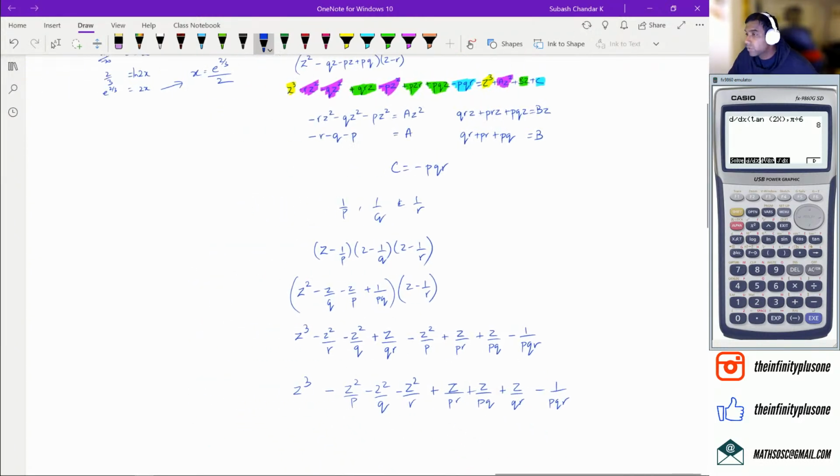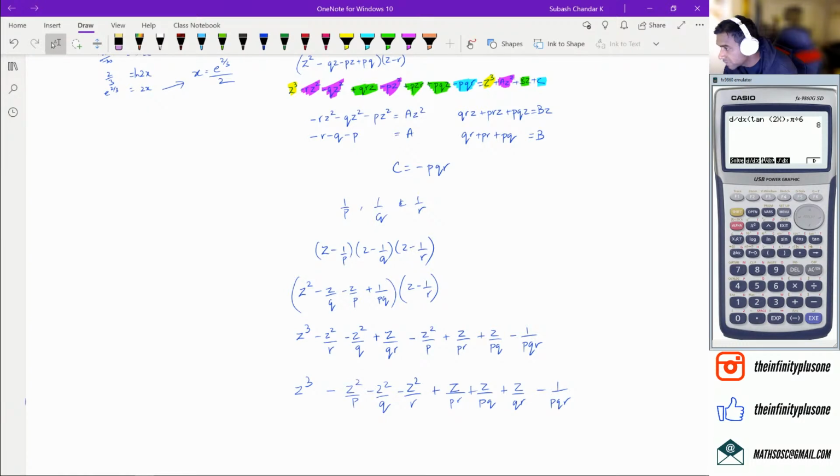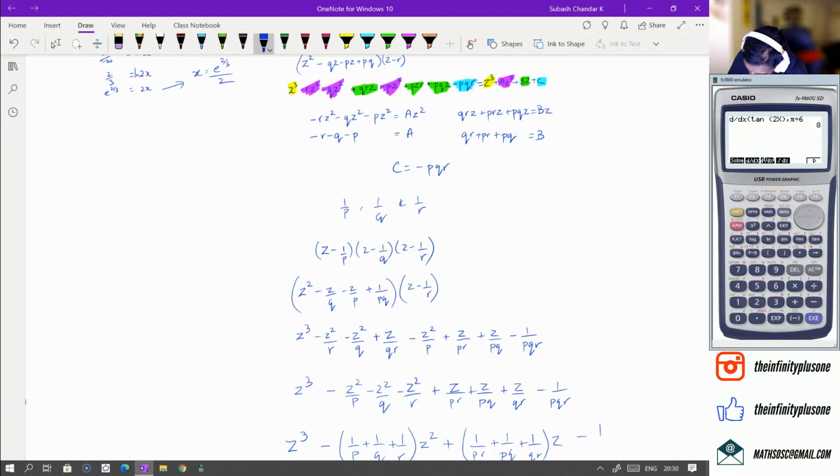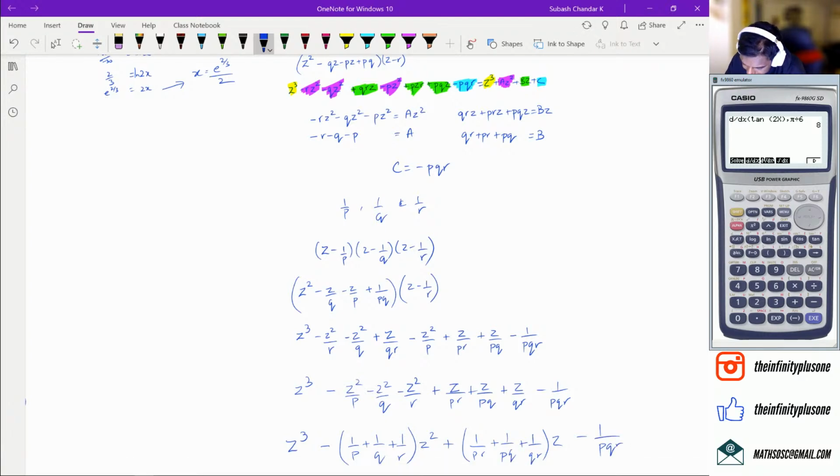At this point, what we can do is rewrite it like this: z cubed equals minus, and in this bracket we have 1 over p plus 1 over q plus 1 over r, times z squared, plus 1 over pr plus 1 over pq plus 1 over qr, times z, minus 1 over pqr.